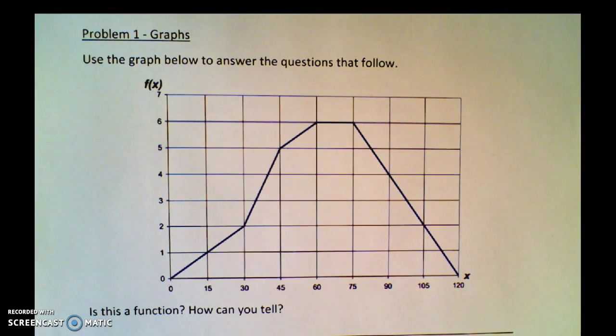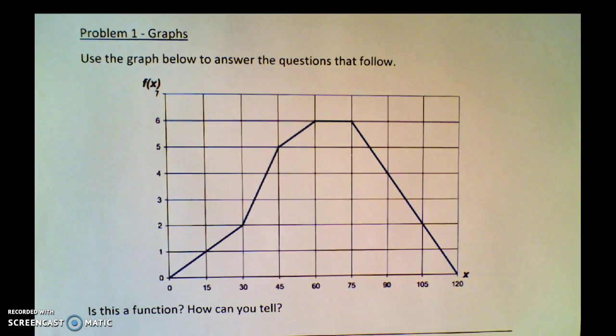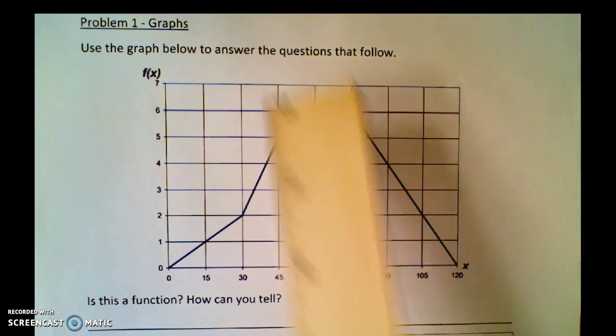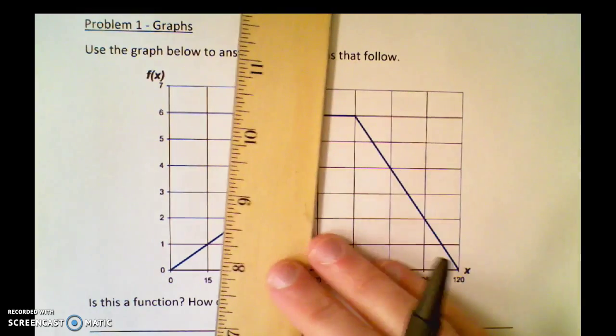Alright, so let's take a look at the function notation practice problems, and this is problem number 1. We're going to use function notation with graphs. So the first question asks, is this a function, and how can you tell? So remember, when we have a graph, we use the vertical line test.